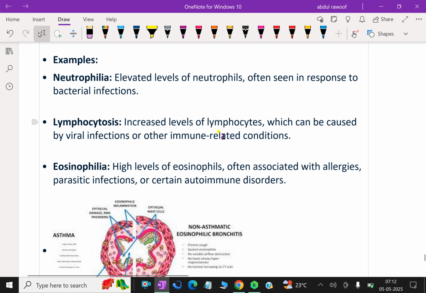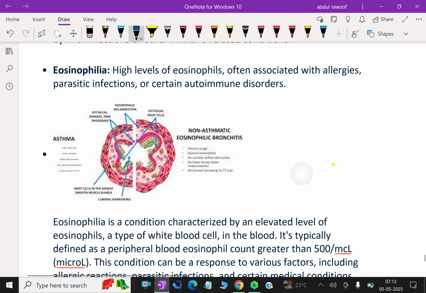Lymphocytosis, increased levels of lymphocytes, which can be caused by viral infections or other immune-related conditions. Eosinophilia, high levels of eosinophils, often associated with allergies, parasitic infections, or certain autoimmune disorders.